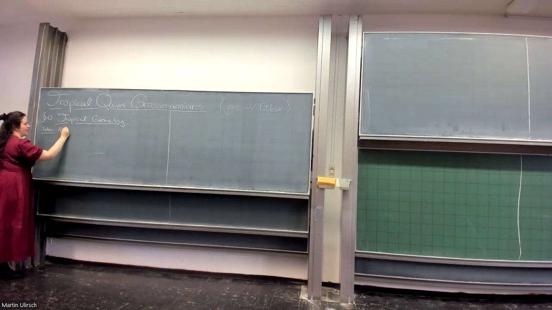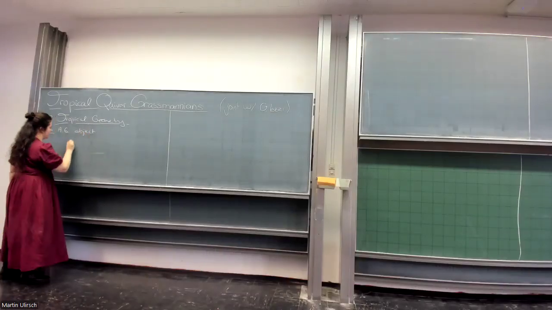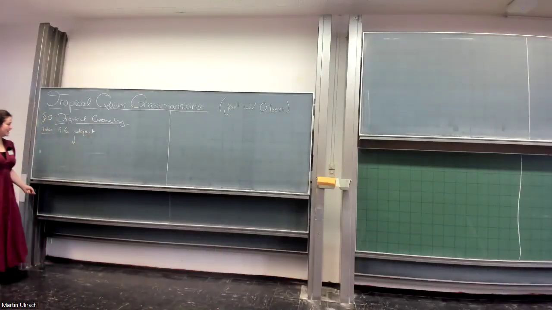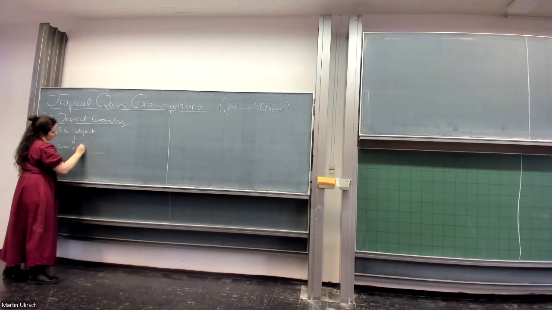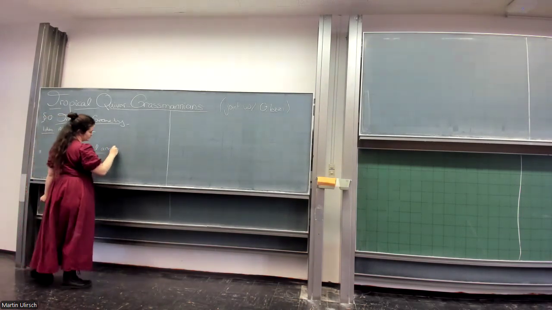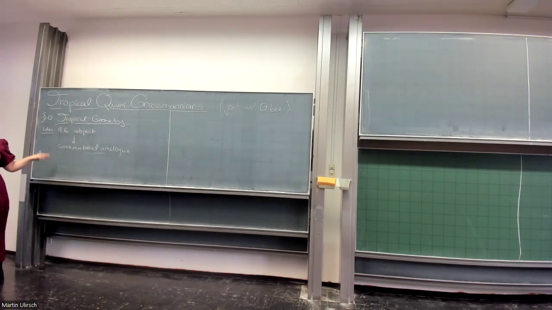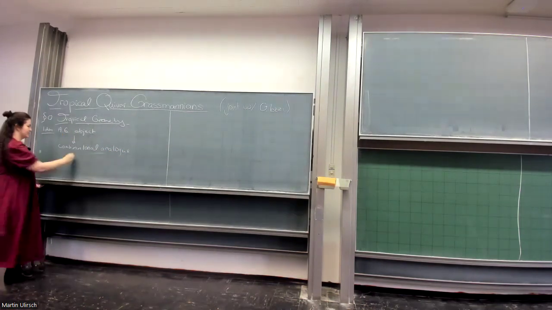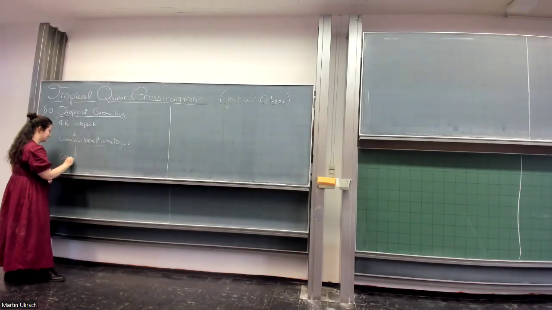So the idea is you have some algebraic geometric object. Then you construct a combinatorial analog of such an object. You study this combinatorial analog using combinatorial methods, get combinatorial results that translate into algebraic results.